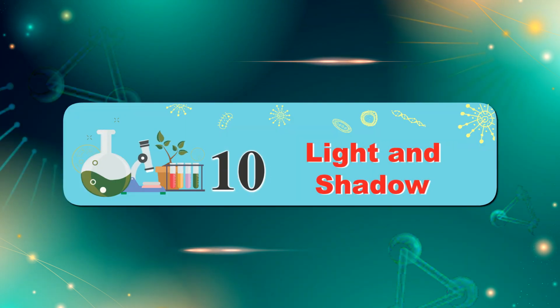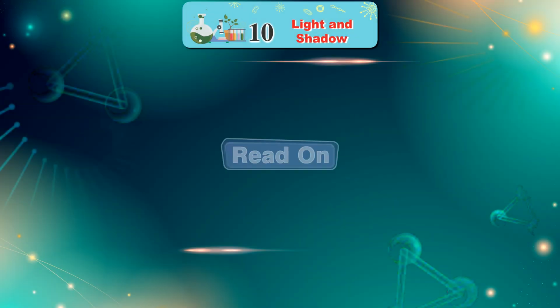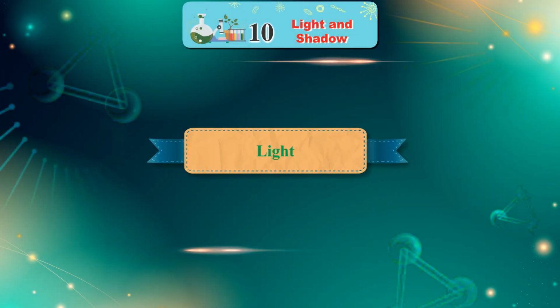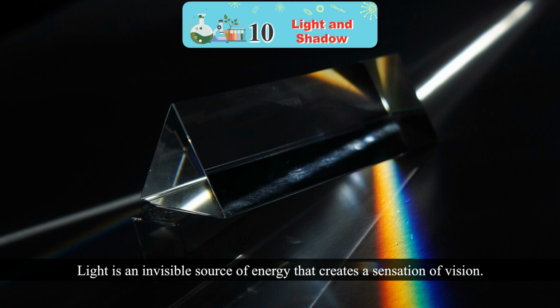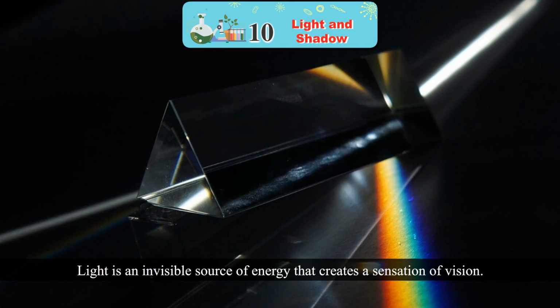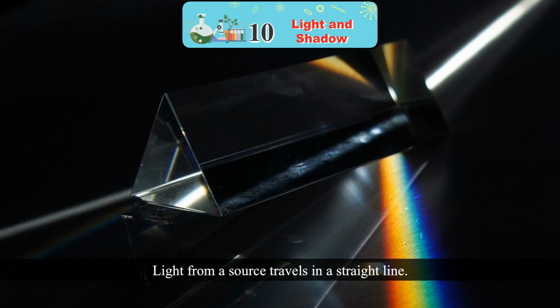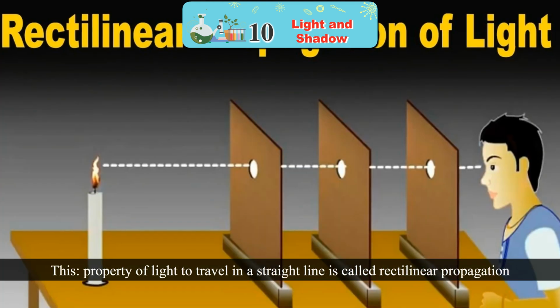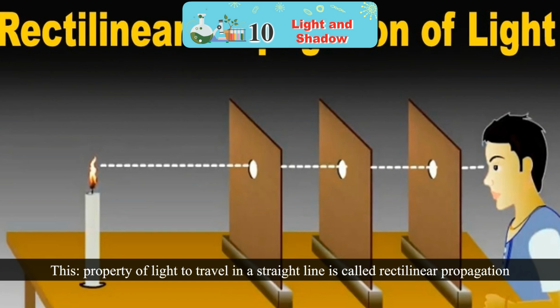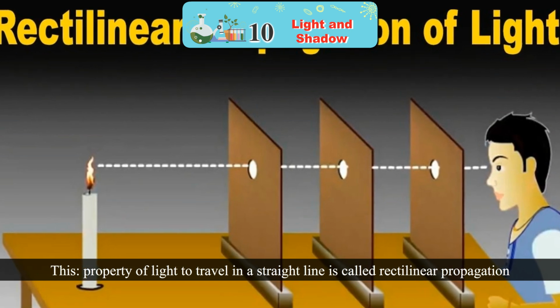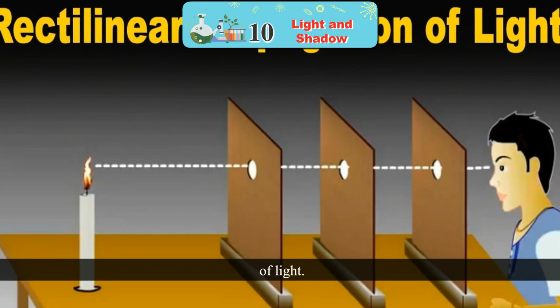Chapter 10. Light and Shadow. Read on. Light. Light is an invisible source of energy that creates a sensation of vision. Light from a source travels in a straight line. This property of light to travel in a straight line is called rectilinear propagation of light.